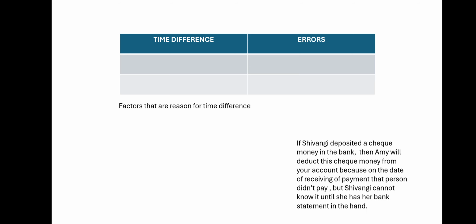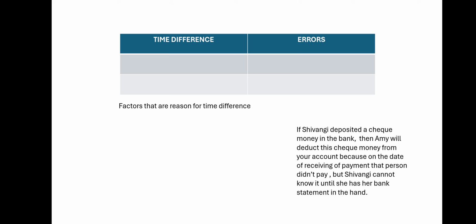Let's see one more factor. Now this is very crucial. This is known as check deposited dishonored or bill discounted dishonored. Dishonor is a very crucial word in the bank reconciliation statement. Dishonor means when Amy does not accept the check. The reason can be any.